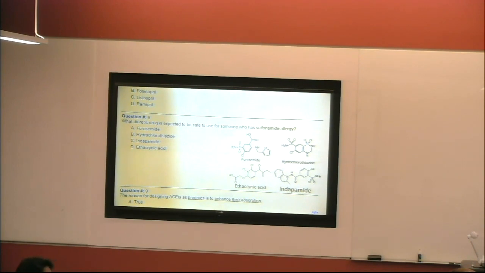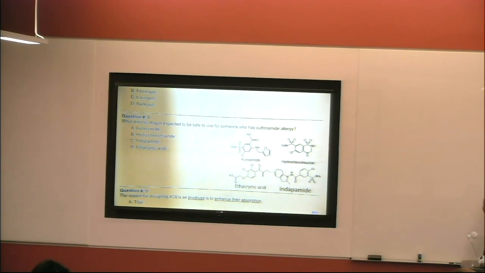most of the ACE inhibitors except captopril and lisinopril, they have a carboxyl group, so they are ionized most of the time, so they cannot cross the gut wall. Okay, cannot be absorbed. So we use a prodrug to help with that. So we solve the problem with the absorption.